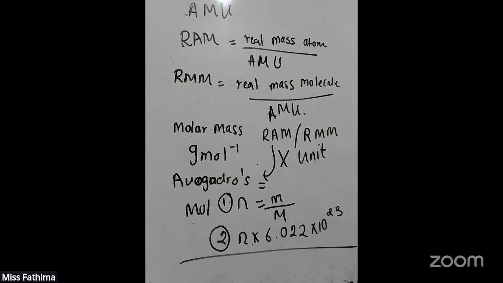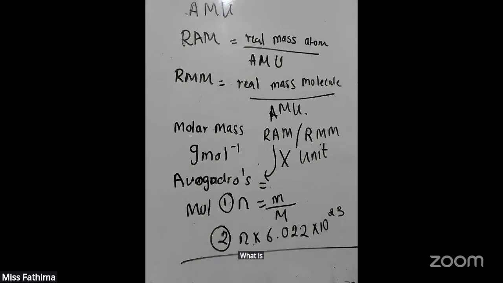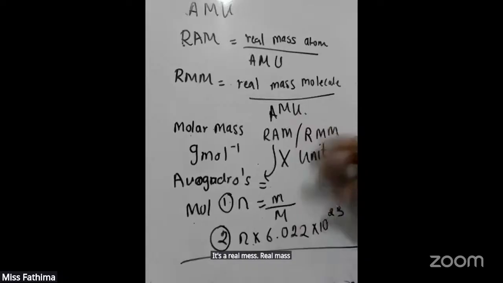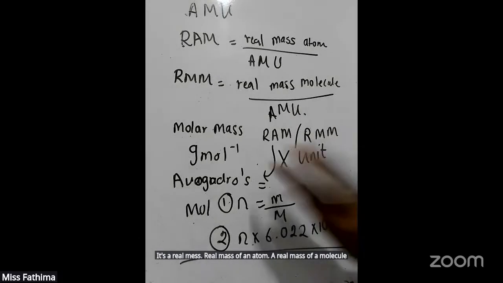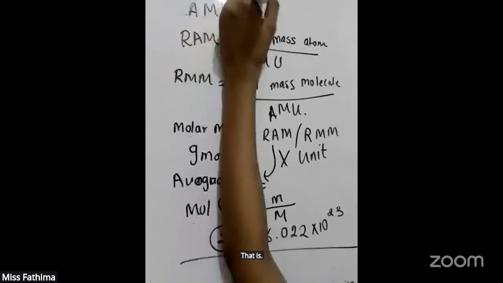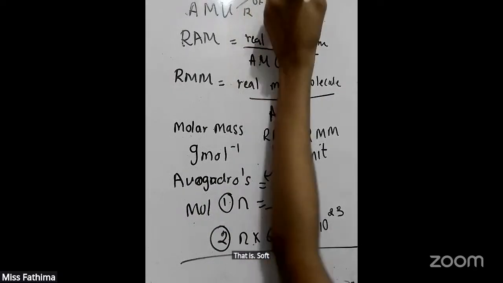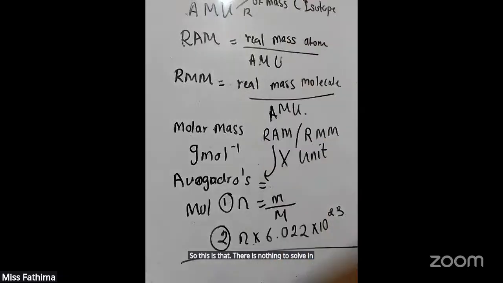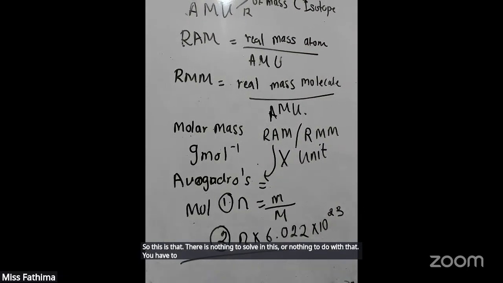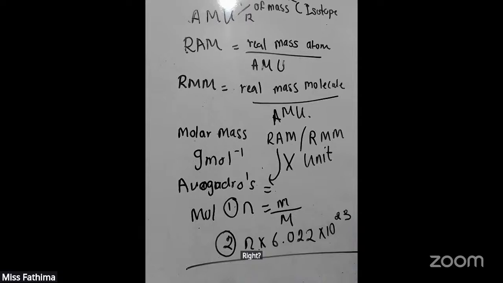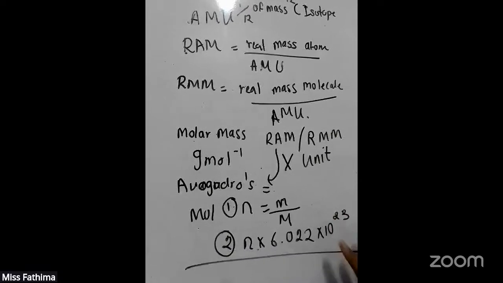What is atomic mass unit? Atomic mass unit is the mass unit where you compare the real mass of an atom or real mass of a molecule to a unit. That unit is 1/12 of mass of 12 carbon isotope. So there is nothing to solve or nothing to do with that. You have to know only that. That is it. Right? Clear, children? Anything to be clarified?